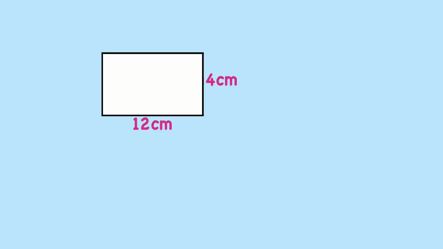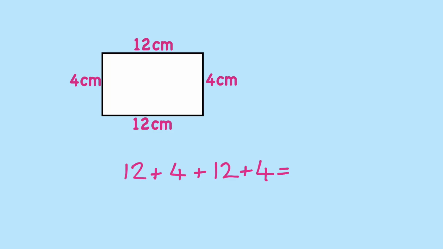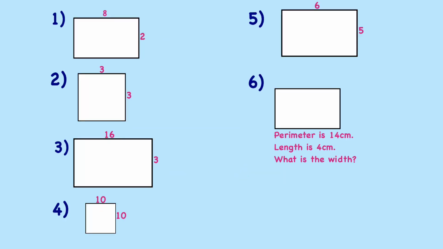It's always a good idea to write these measurements on the rest of the shape as well. Because this side was 4, that means this side must be 4, and because this side is 12, that means this side must be 12. And now I can use these measurements to calculate the perimeter. So I need to add up all the sides, which is 12 plus 4 plus 12 plus 4, and that gives me the total perimeter of 32 centimetres. Now it's your turn. Pause the video and calculate the perimeters of these shapes.